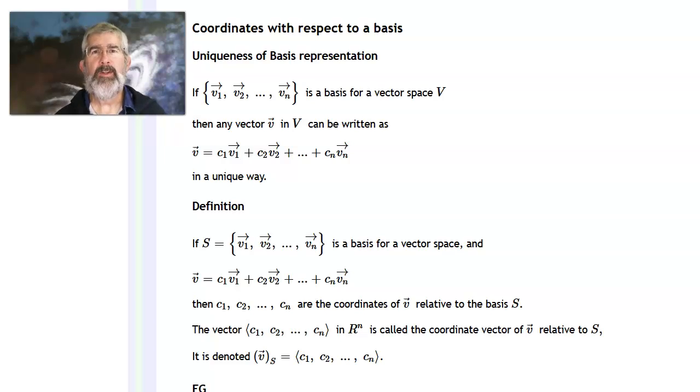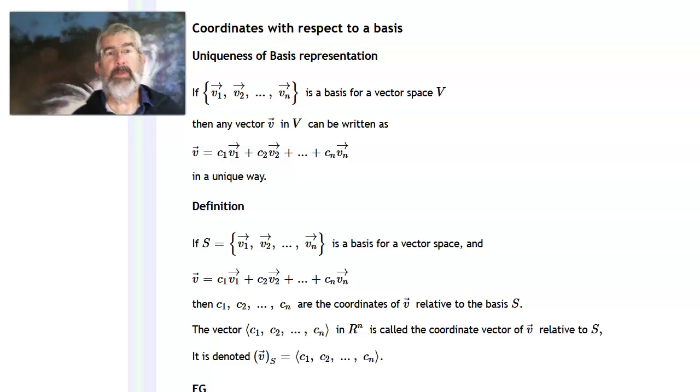In this video, I want to take a look at the concept of coordinates with respect to a basis. Now, at the end of the previous video, we had a theorem about the uniqueness of basis representation. That is, if you have a set of vectors, v1 up to vn, that is a basis for a vector space V, then any vector in the vector space can be written as a linear combination of those in a unique way. There's only one way to do it.